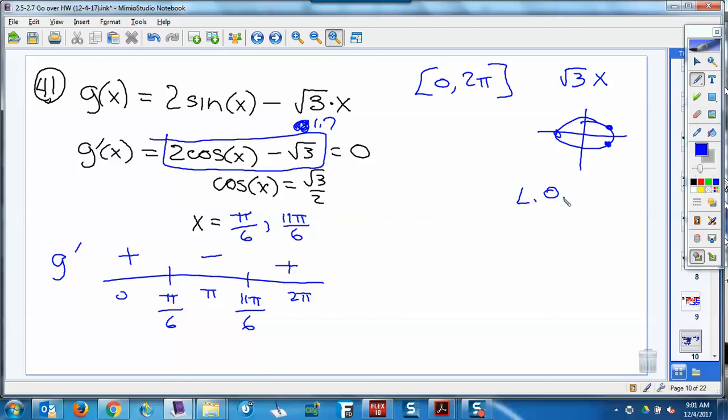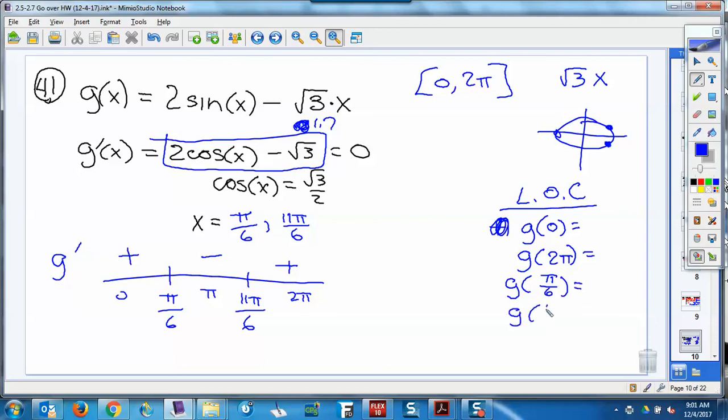Global max min. Global max min, we would do a list of candidates right now. Don't say F if the function's G. We do G of 0, G of 2 pi, those are our endpoints. Do G of pi 6. Do G of 11 pi 6.